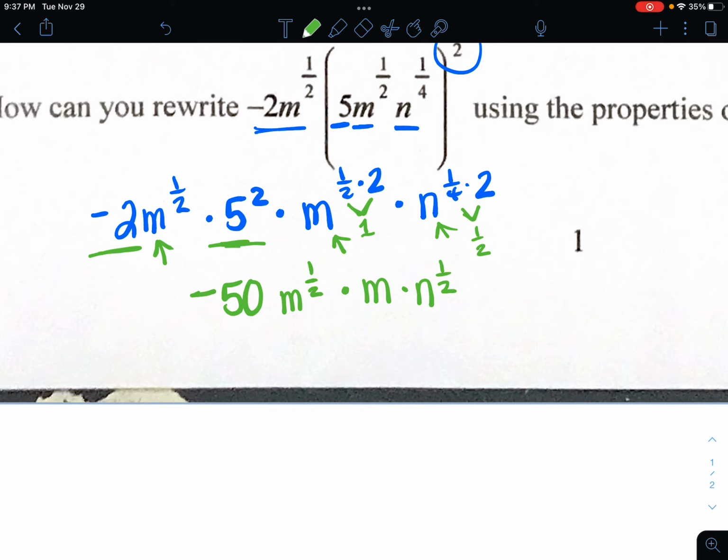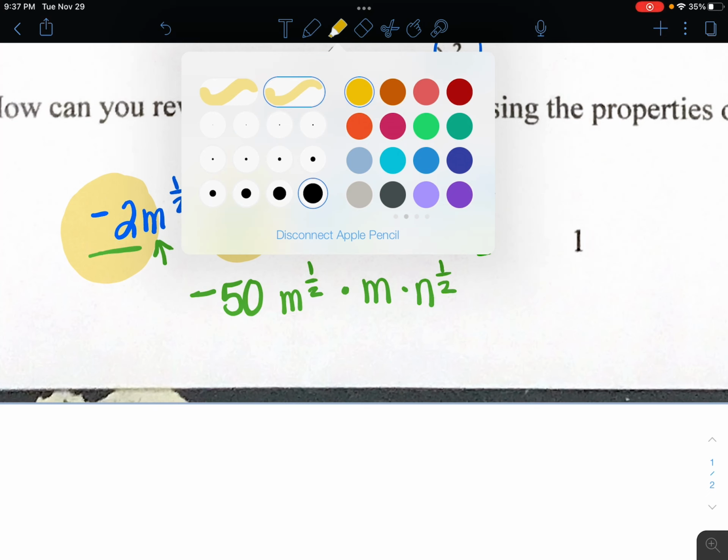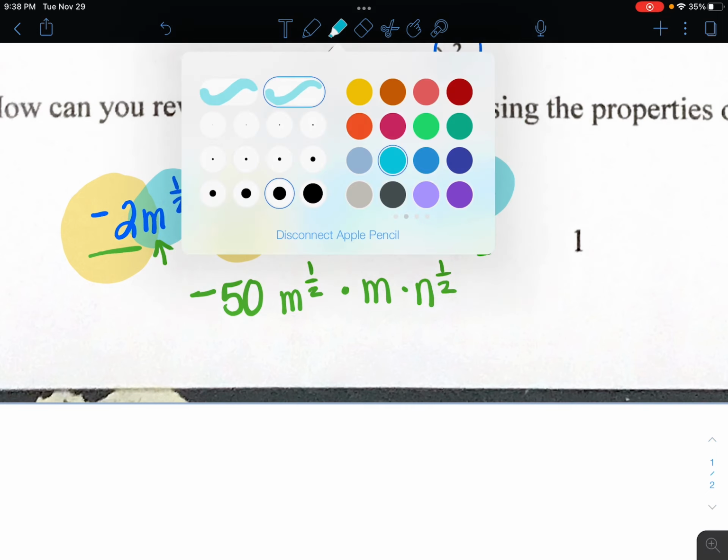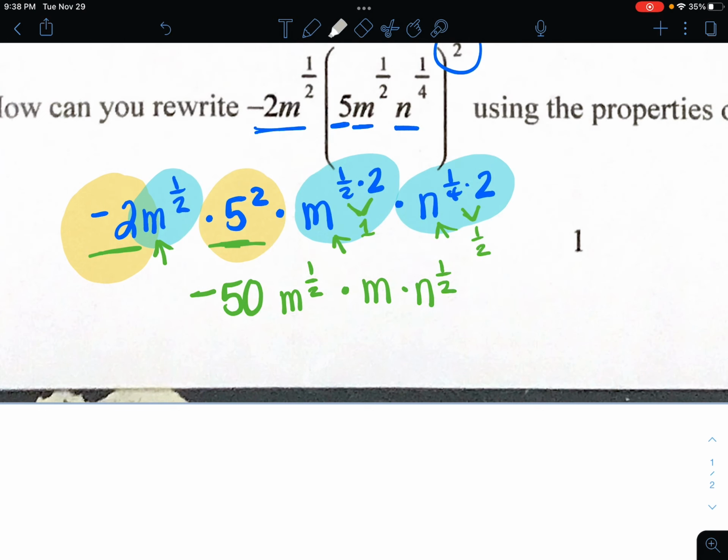Okay, so one more time, I multiplied this and this. My highlighter's really wide. Sorry about that. The m to the 1/2 and the m to the 1/2 times 2. So I went ahead and multiplied the half times 2 and got 1. And then the n to the 1/4 times 2, and 1/4 times 2 is 1/2. Okay, so the last thing I need to do is I need to combine this m and this m.